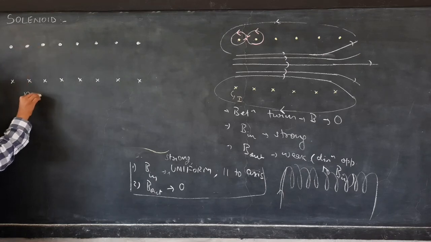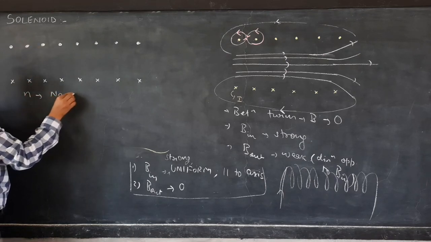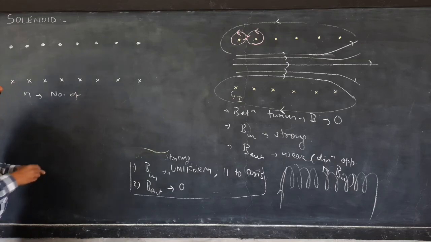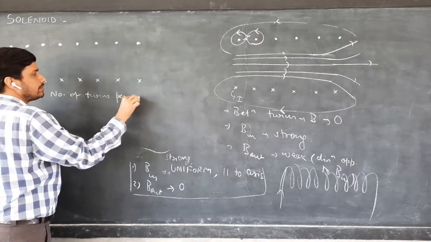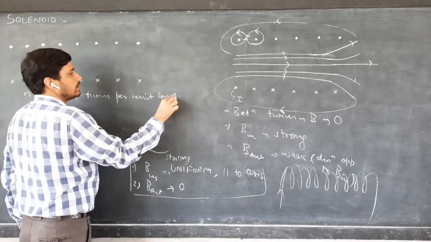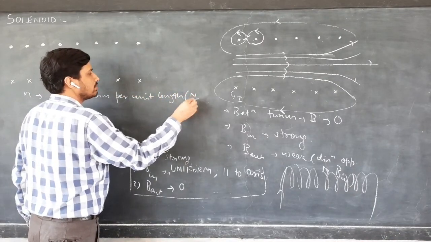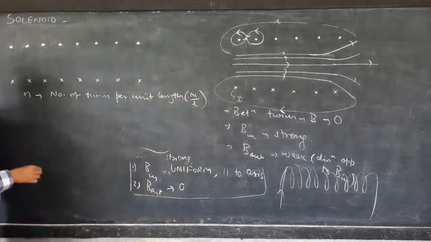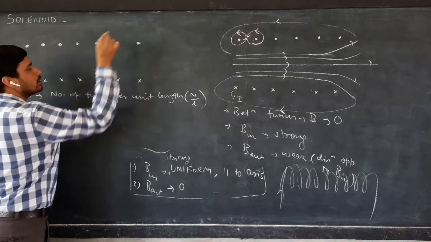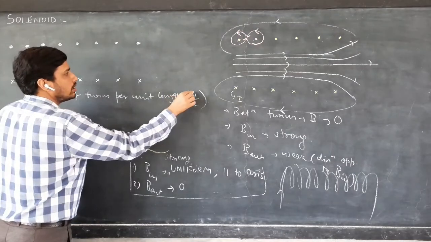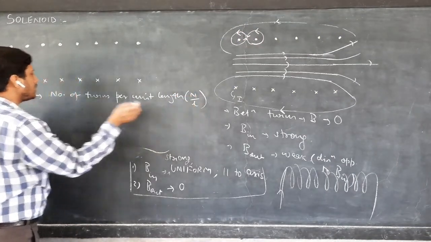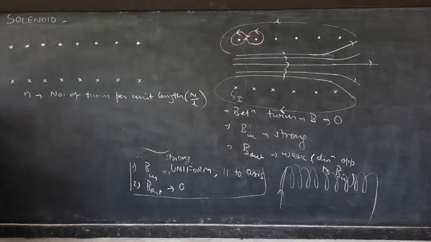Let n be the number of turns per unit length. Per unit length. इसको मैं n by l लिख सकता हूँ. Where l is the length of the solenoid, and n is the total number of turns. ठीक है. n हो गया total turns, l हो गया length, then n by l gives the value of small n. This is the number of turns per unit length.